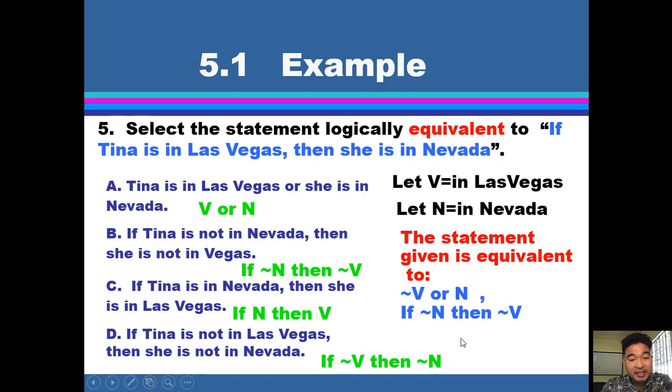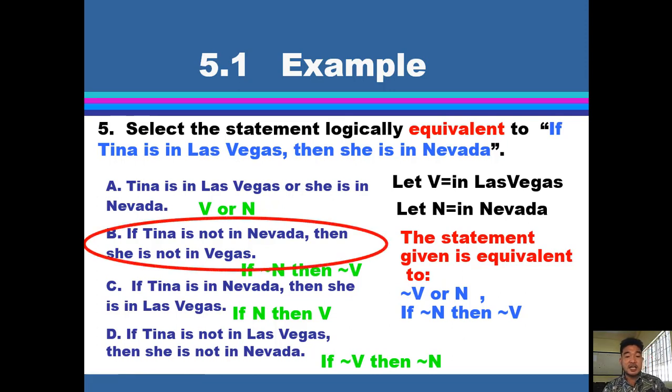Okay, so what is the correct answer? Correct answer is letter B because it satisfies the equivalent statement, if not N, then not V. Ibig sabihin, the statement which is logically equivalent to "if Tina is in Las Vegas, then she is in Nevada" is "if Tina is not in Nevada, then she is not in Vegas."